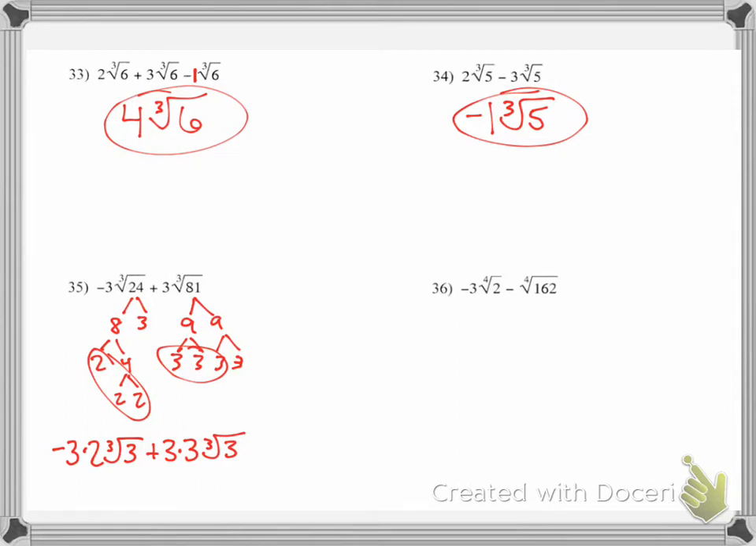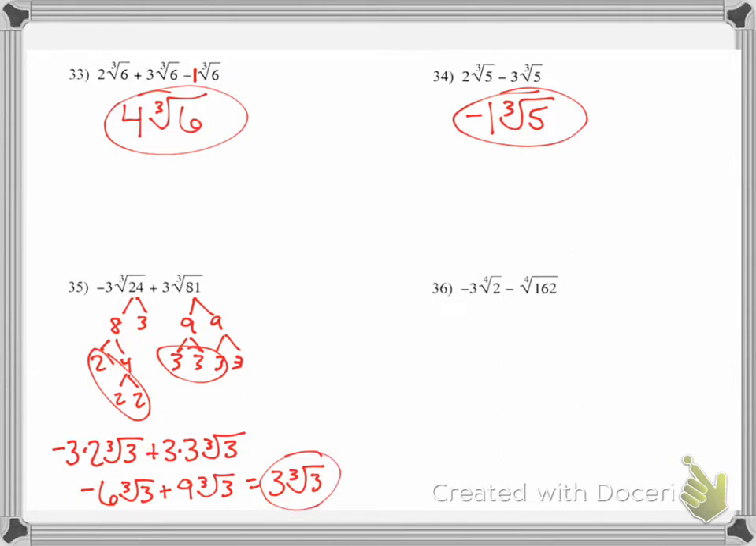So I'm going to simplify a little bit further from here. So the first term becomes negative 6 cubed root of 3, plus the second term will become 9 cubed root of 3. I can now add these together because they both have cubed root of 3. So if I add up negative 6 and 9, I get 3 cubed root 3, and that is my final answer.